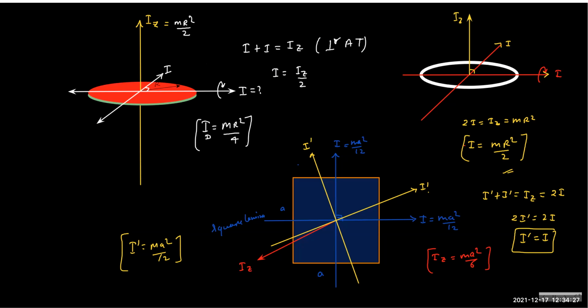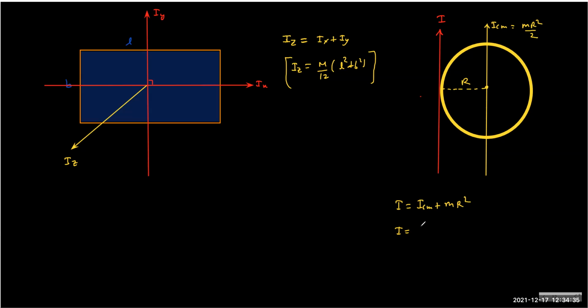So now this is also ICM. This is ICM. Okay? 3 mR square by 2. Correct. So now you can see how fast you can get the answer without doing the integration. The whole purpose of using the theorem is to speed up the process. So instead of going back to the very basic derivational method, we can play with the formula which we know. So this is how we actually proceed.